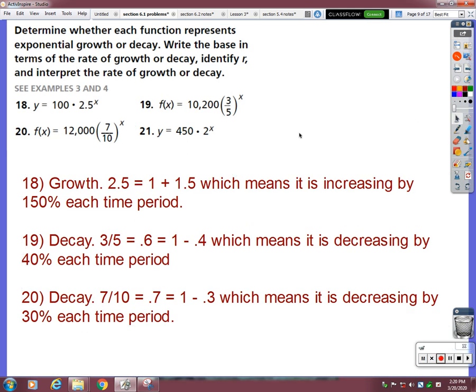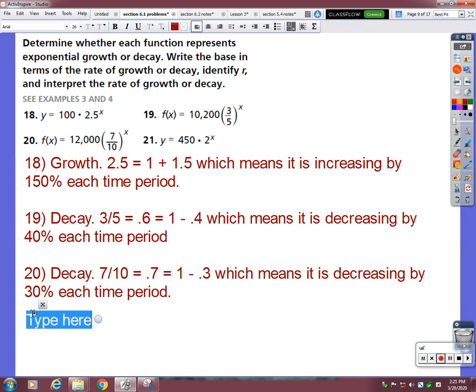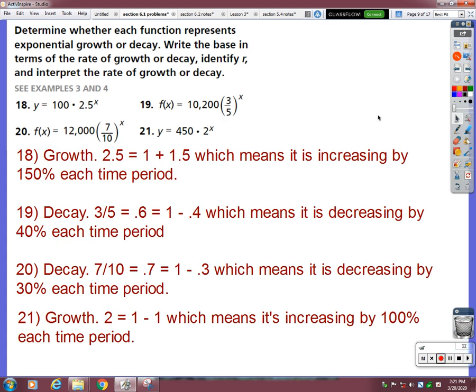And finally, last one, that is growth because we're multiplying by 2 each time. 2 is equal to 1 plus 1, which means it's increasing by 100% each time period. So that one's actually kind of an interesting one because if you're increasing by 100%, technically what that means is you're doubling. And so that's why there's a 2 at the base of that exponential function. It's just doubling every day or year or whatever it is.